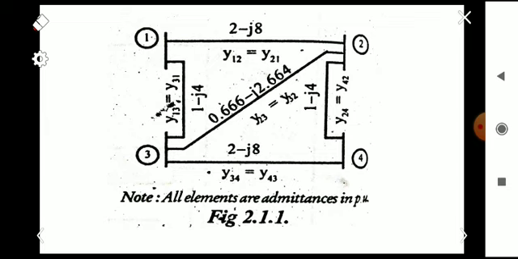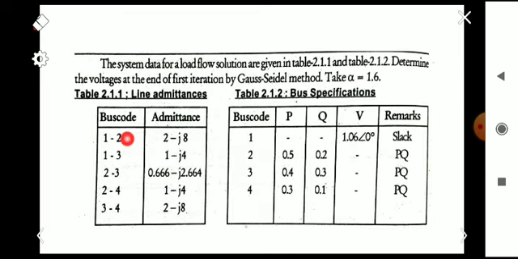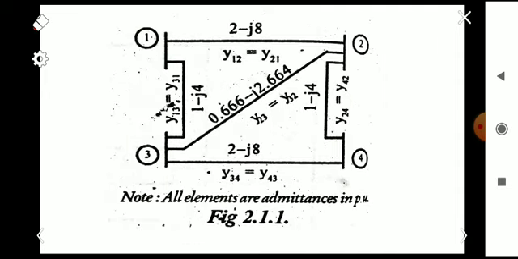So the initial step is to construct a single line diagram based on the given table. The single line diagram means here 4 buses are there, and between these 4 buses some admittances are there, so we have to mark it down correctly. Between bus 1 and bus 2 the admittance is 2 minus j8. So first we will draw 4 buses, 1, 2, 3 and 4. After that we will connect the admittances in between them. So between 1 and 2 it is 2 minus j8, so we have connected 1 and 2 and written here 2 minus j8.